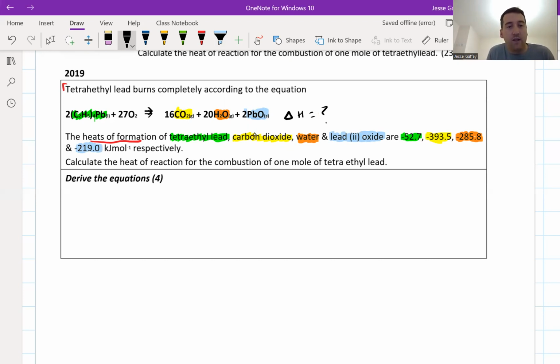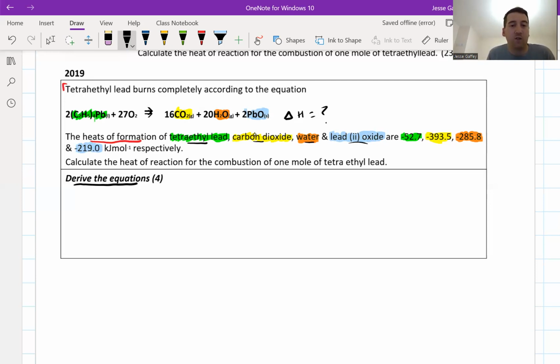So you're always going to be involved in deriving the equation for the formation of each of these compounds from the elements. Okay, so what I'm going to ask you, and you should have watched the last video here, is to try now to derive. You've got 4 equations to derive, forming tetraethyl lead, forming CO2, forming water, and forming lead oxide from the elements. Pause the video and do those now.